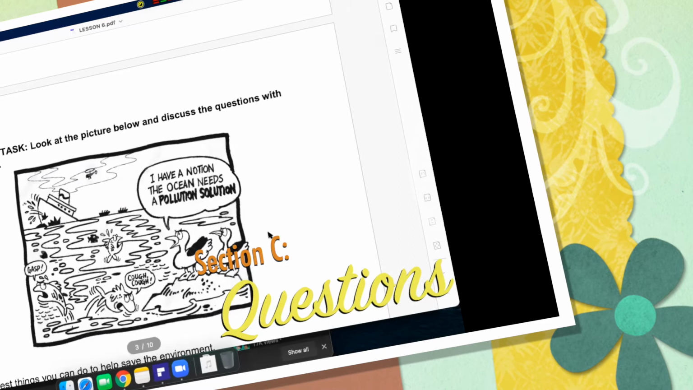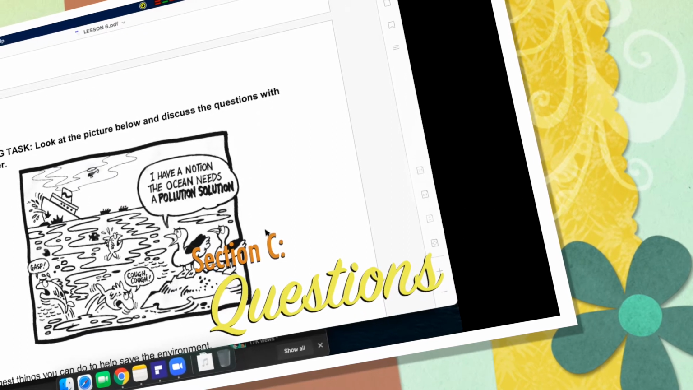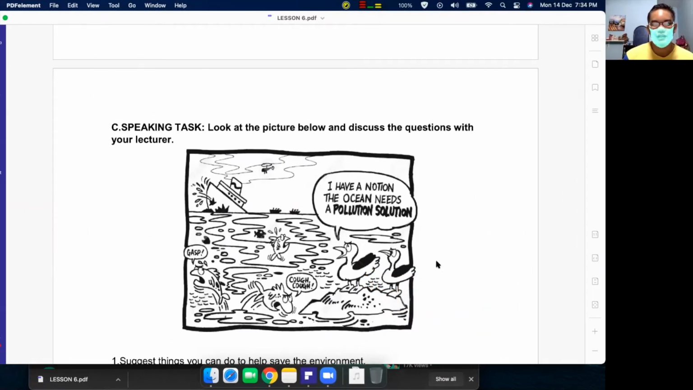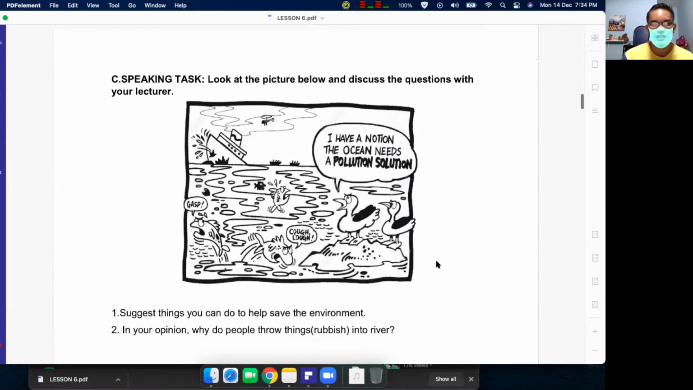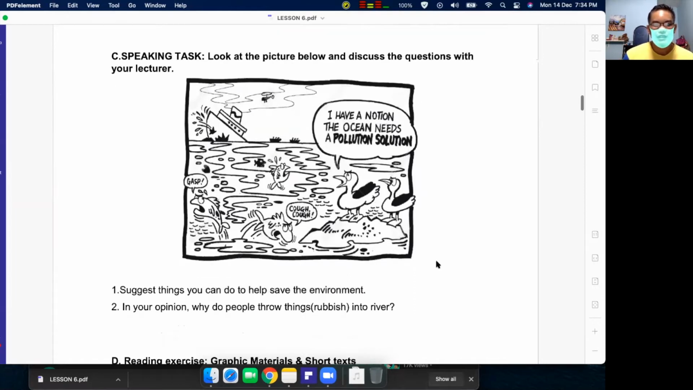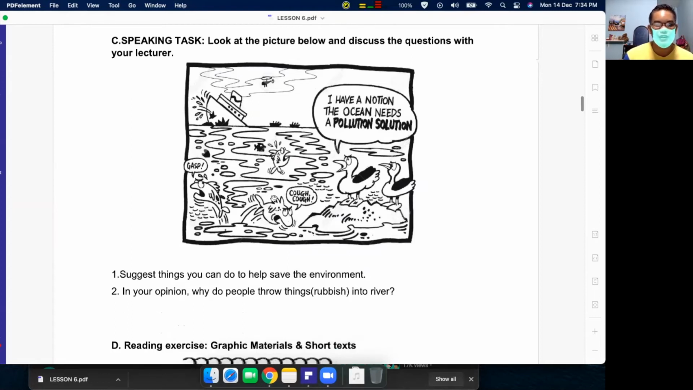Speaking task. Look at the picture below and discuss the questions with your lecturer. This one we can discuss in our WhatsApp group. So it says here, there's a cartoon strip. "I have a notion the ocean needs a pollution solution." You can see the fish, they're gasping for air because there's oil pollution in the ocean.